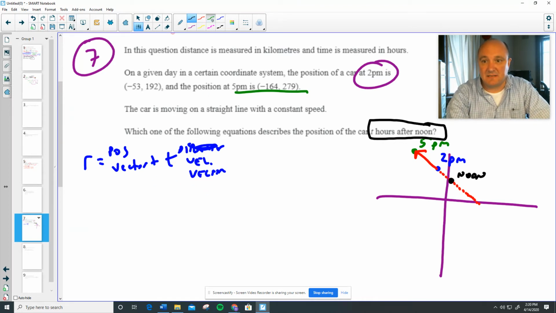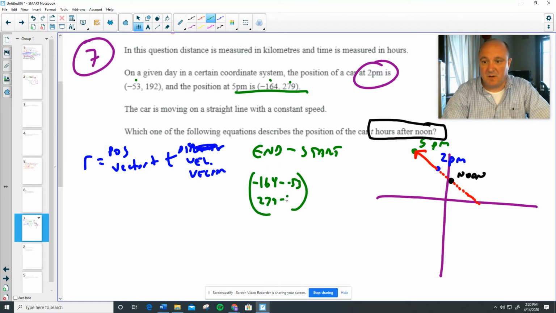So let's start with the velocity vector. To find the velocity vector, I'm going to find this vector. So I'm going to use end minus start. I'm doing end minus start in the x's, negative 164 minus a negative 53, and then 279 minus 192. And when I do that, I get negative 111 on the top, and down below, I get positive 87. So that's this vector. That's the direction vector.